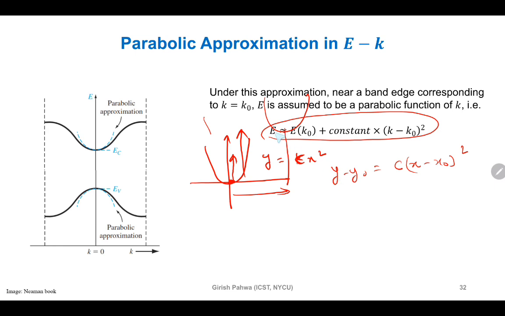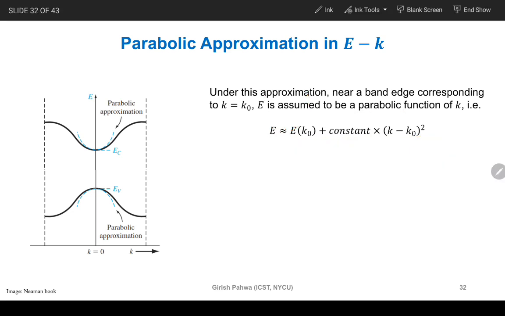Just replace this y by E. So E is equal to y naught plus c into x minus x naught square. So y is my E, y naught is E calculated at k naught, c is that constant, x is my k, and it is k minus k naught square. Okay. So this is my parabolic approximation.